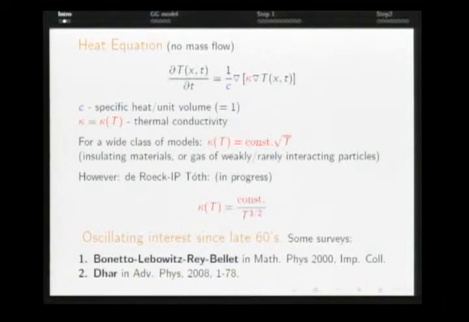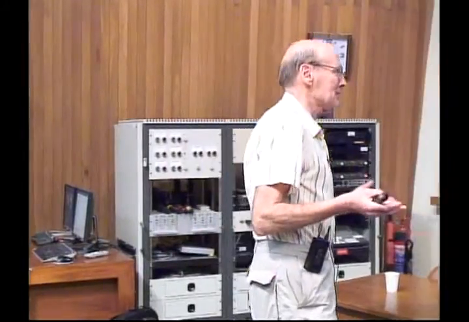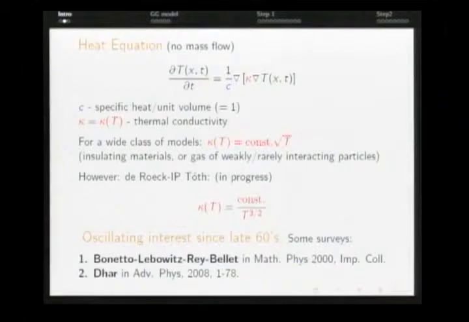For example, there is a work in progress by Dereziński and Péter Tóth, where they derive this particular dependence on the temperature. Now, the Fourier law of heat conduction has been in the focus of interest of mathematical physicists for a long time. Since the late 60s, there are rigorous derivations for various models of this. And some very good surveys, which I recommend, are these two.